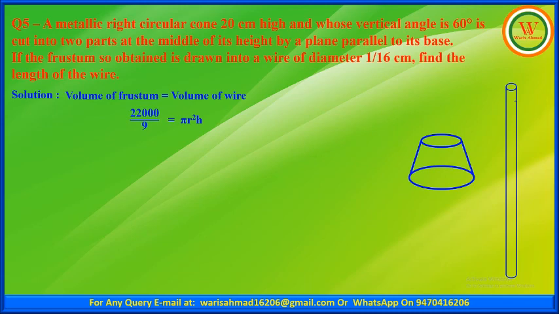After that 22,000 upon 9 will be as it is. In place of pi we can write 22 upon 7. The radius we are having is 1 upon 32 centimeter. Since we are having radius square, we have to write 1 upon 32, 1 upon 32 twice, and h is the height of the cylinder, that we can assume as L. The total length of the wire we have assumed as L. So in place of h I have written here L.